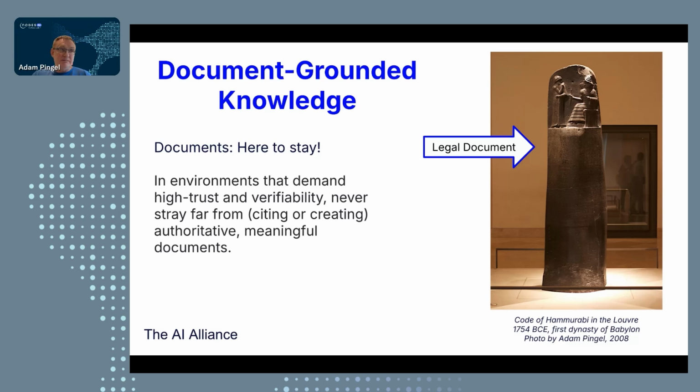And in those AI systems that are operating in environments that demand high trust and verifiability, staying close to them, either by being able to cite them with high confidence or being able to create new authoritative and meaningful documents, is really important.